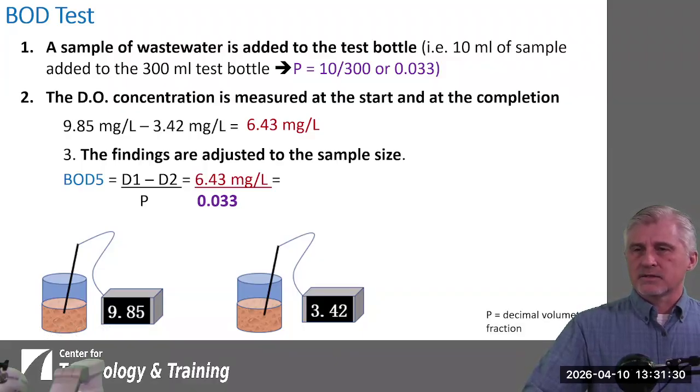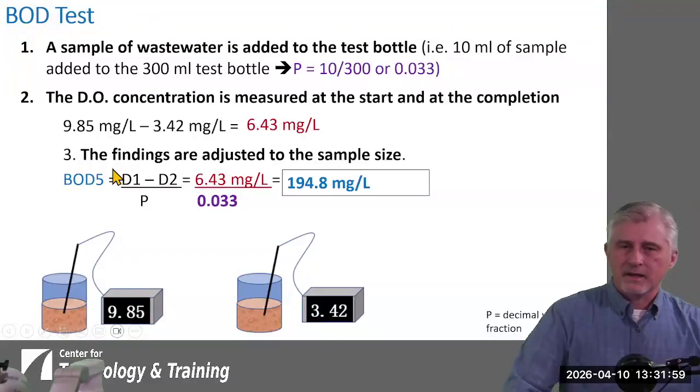And we need to adjust that because our numbers are based off of our sample size, but we want to know what it's like in actual parts per million. So the BOD is the difference, 9.85 minus 3.42, divided by our 0.033. And that tells us that we've got a concentration of 194.8 parts per million.